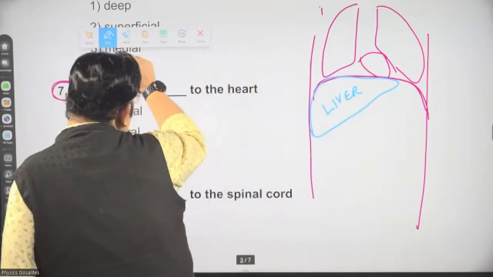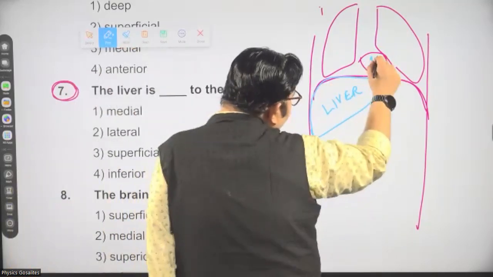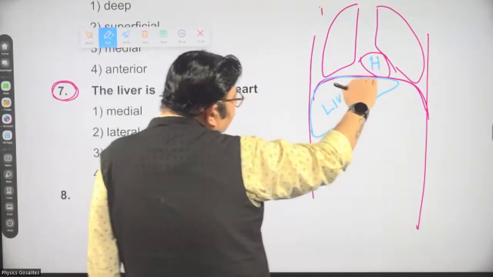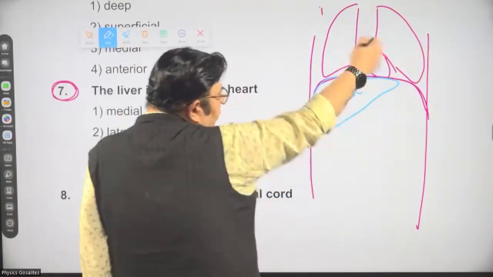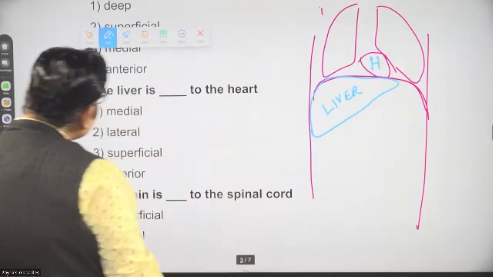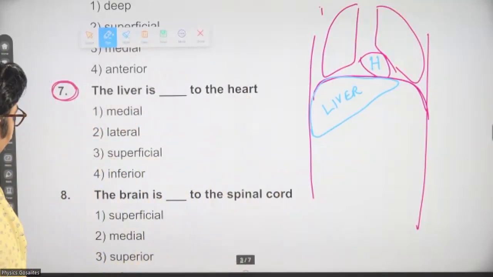And then this is the heart. I'm writing H for the heart. So the heart is superior to the liver. Heart is superior to the liver. So the liver is inferior to the heart. If the heart is superior to the liver, the liver is inferior to the heart.